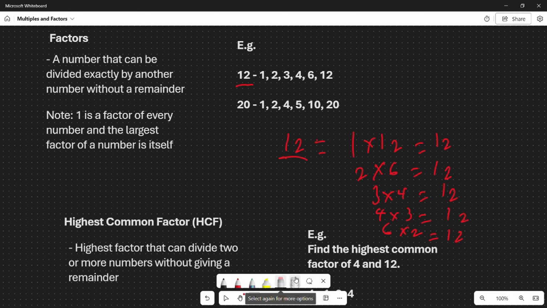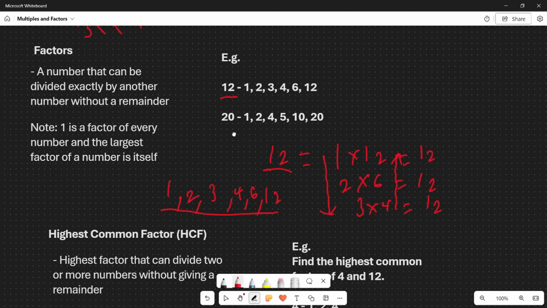So you can then ignore these parts if they begin to repeat themselves, like 3 times 4 and 4 times 3 are the same thing. If they begin to repeat themselves, you can cut out the parts that are repeating. So you then take these down ones, which are 1, 2, and 3, and then you take the up ones, which are 4, 6, and 12. And these are going to be your factors for 12.